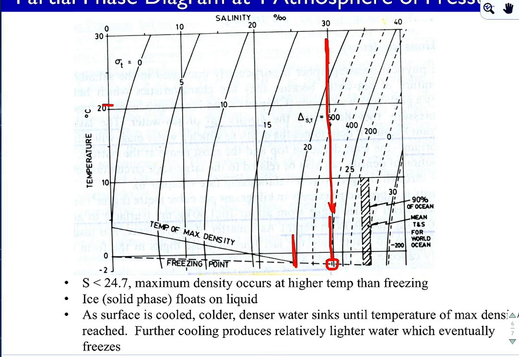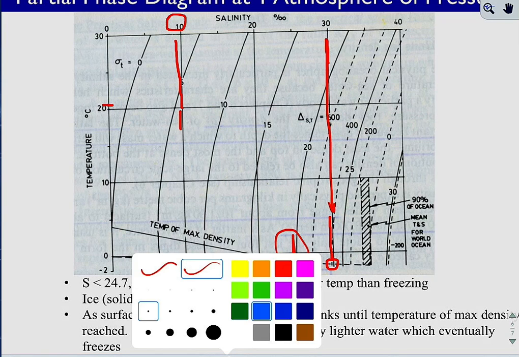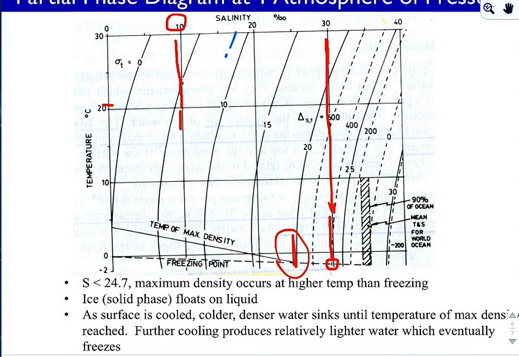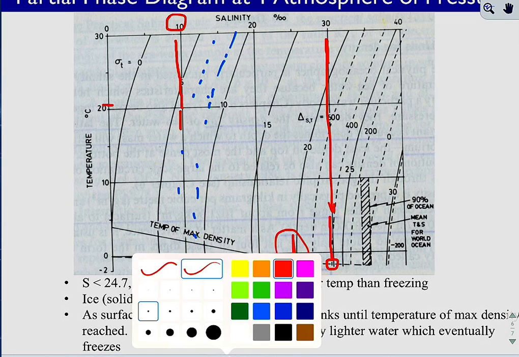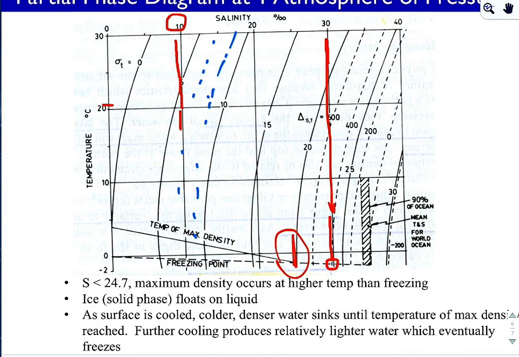If I'm below this point here of 24.7, I have a slightly different phenomenon. Let's take it down to 10 parts per thousand salinity. As I lower the temperature, the density increases, and I can imagine here just for a second that I have other density surfaces in between here that are sort of mirroring. Here that might be 9 and this might be 8. So as I decrease the temperature at a given salinity, the density is increasing until it reaches a maximum point right here.